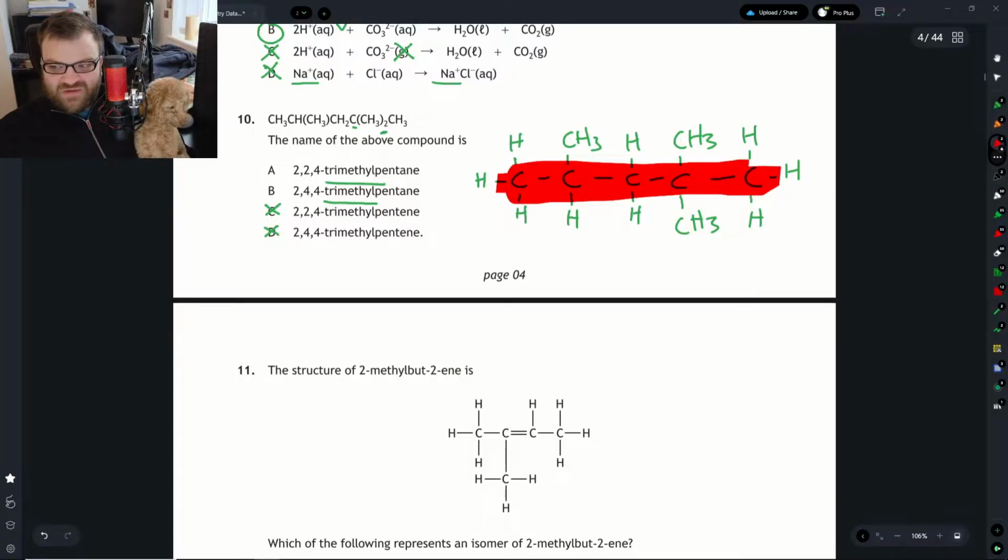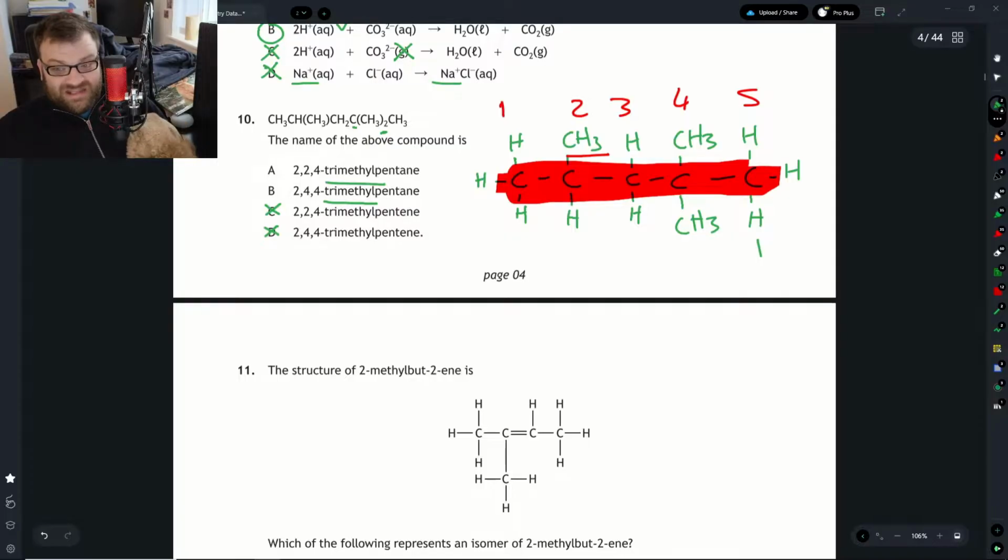It depends on which way we number, and there is a correct way of numbering. If you were to number going from left to right, well, we would have 1 methyl group off of the second carbon and 2 off the 4. So that would make 2,4,4 correct.